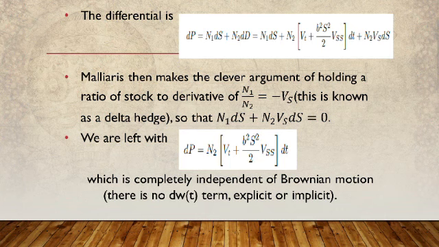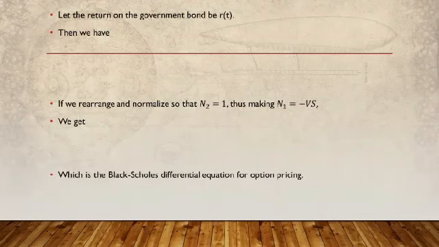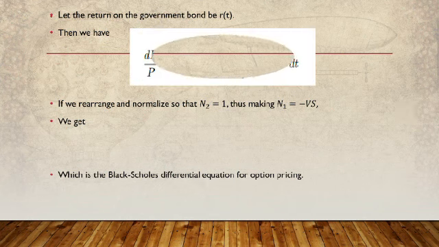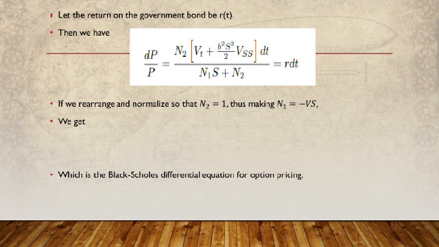There is no dW(t) term, explicit or implicit. Let the return dP over P equal N2 [V_t plus b squared S squared over 2 times V_SS] dt over N1 S plus N2 V, equal to r dt.